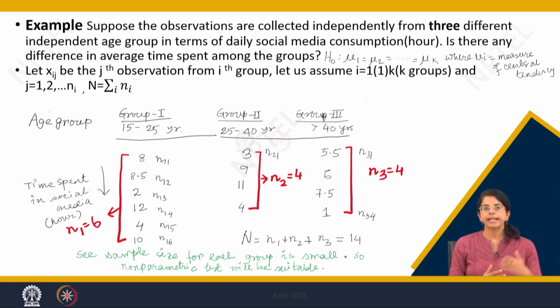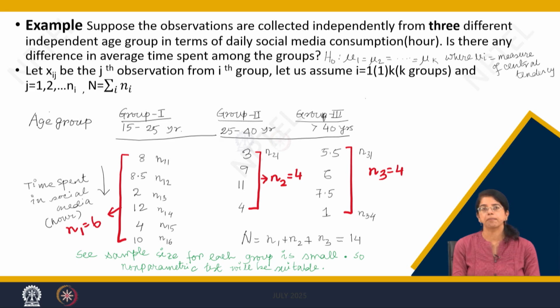So, when I am writing N1, that means first observation, first group. When I am writing N21, that means second group but first observation. That means when I am writing Nij, the subscript i stands for the group demarcation and the second subscript stands for the observation, the particular jth observation from that particular ith group.